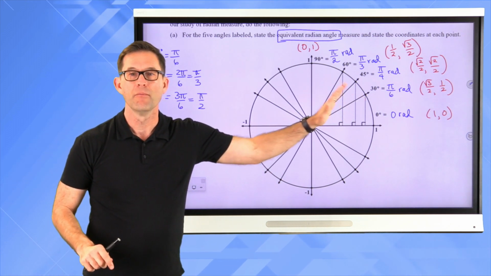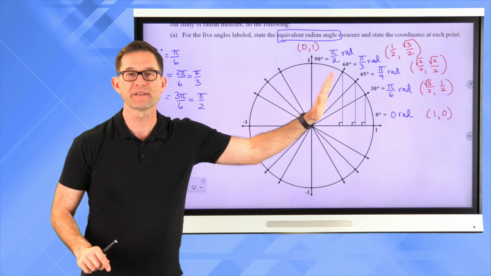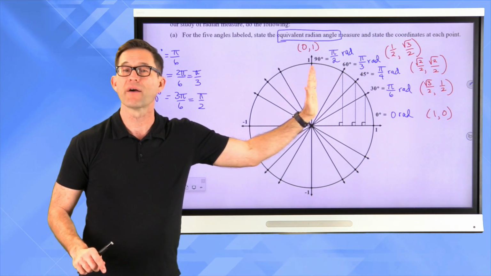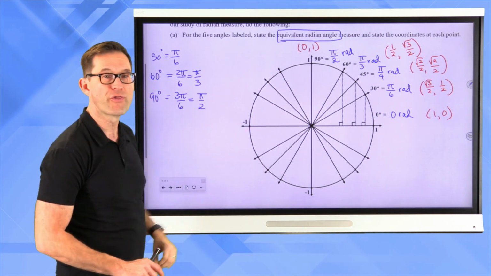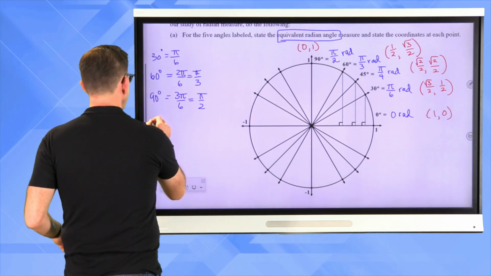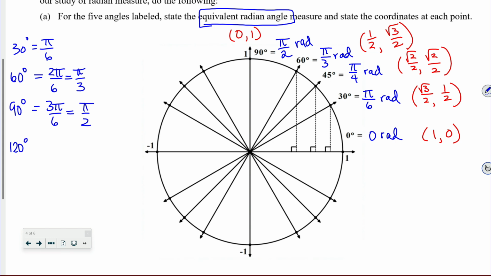I've got 30 multiplied by 2, I've got up to 60, multiplied by 3, I've got up to 90. The next one is going to be another 30, right? So if I add 30 to that yet again, I have 120 degrees. That's 1 more pi over 6, that's 4 pi over 6, and that's 2 pi over 3. So this is 120 degrees, which is 2 pi over 3.